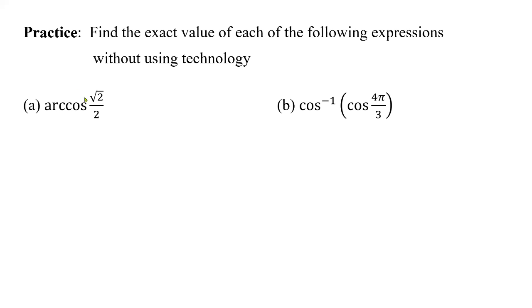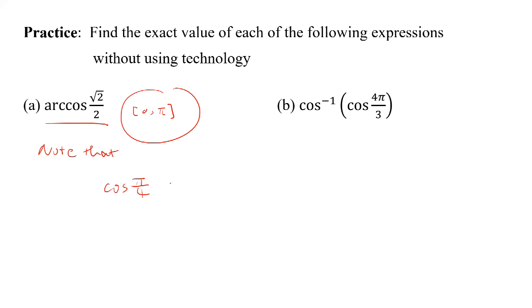All right, let's have a look at the solutions. First, note that this is an angle, right? This angle has a cosine value of square root of 2 over 2, and this angle lies within 0 to pi. And note that in this interval, cosine of a quarter pi equals square root of 2 over 2. So that means arc cosine square root of 2 over 2 is a quarter pi, right?